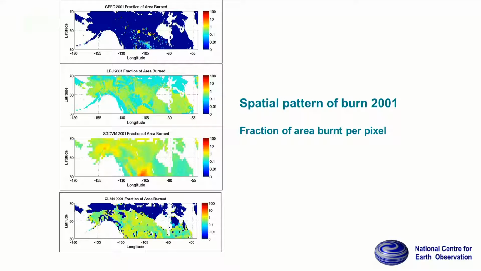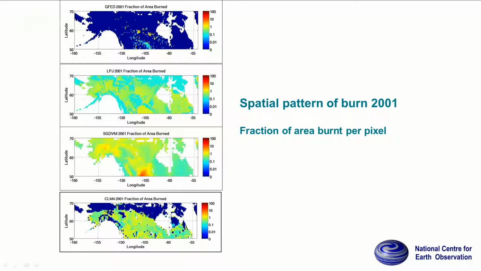Okay, now this one is different. That was a parameter estimation. This one is a testing aspect. What I'm showing you here is the spatial pattern of burn in the top. This is observed from the Global Fire Emissions Database. It's for the year 2001, and these are 3 models: Lund, Potsdam, Jena, the Sheffield model, and the US community land model, which goes into the US Earth system model.